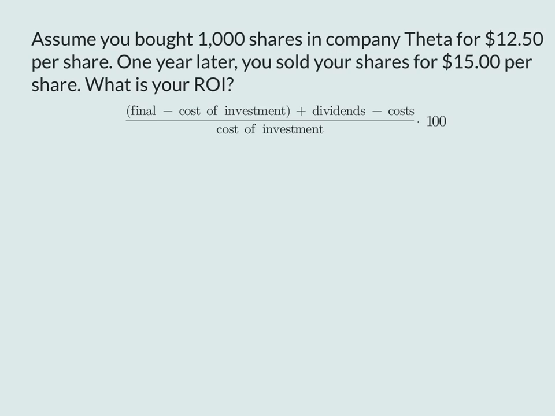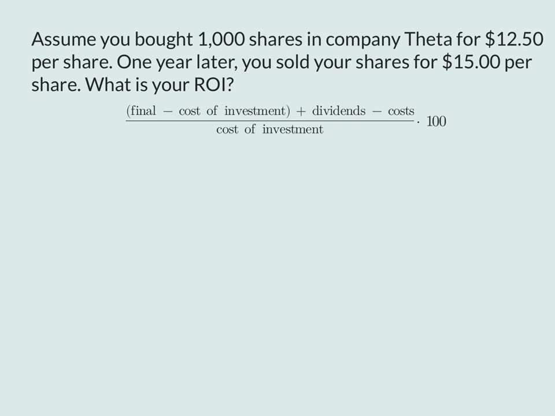The formula for the ROI is the final value minus the cost of the investment, plus any dividends, and then minus any costs associated with the investment, divided by the original cost of the investment, times 100. This is similar to the percent of increase or decrease formula.